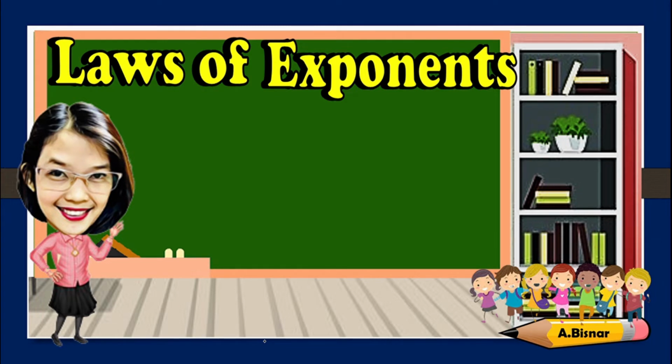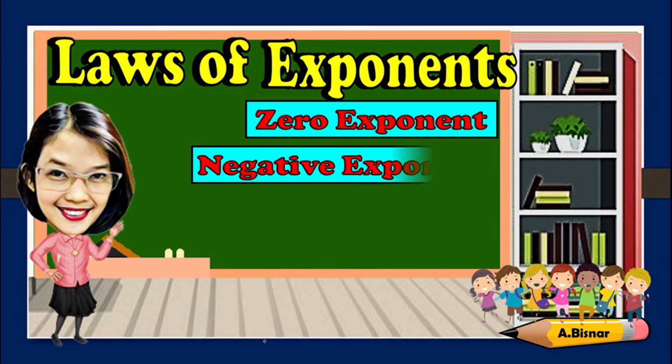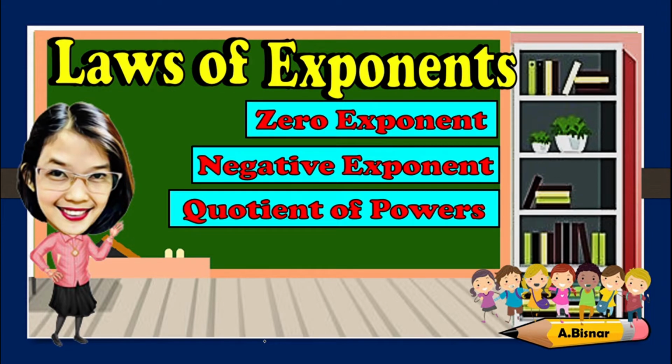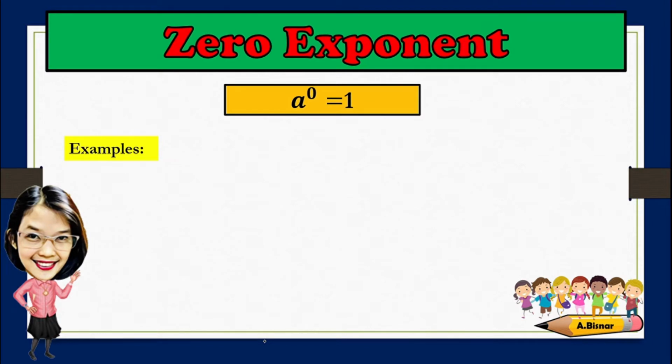This lesson will be about part 2 of laws of exponents, and we're going to discuss zero exponent, negative exponent, quotient of powers, and power of a quotient. So let us start with zero exponent. In here, you have to remember that a raised to 0 is equal to 1, which means that any base who has 0 as its exponent will be equal to 1.